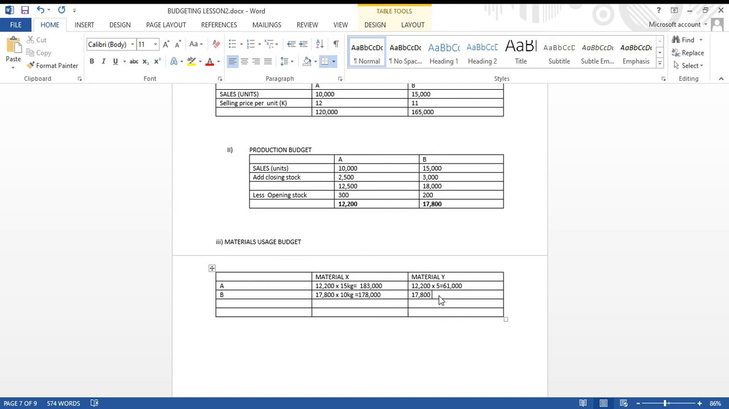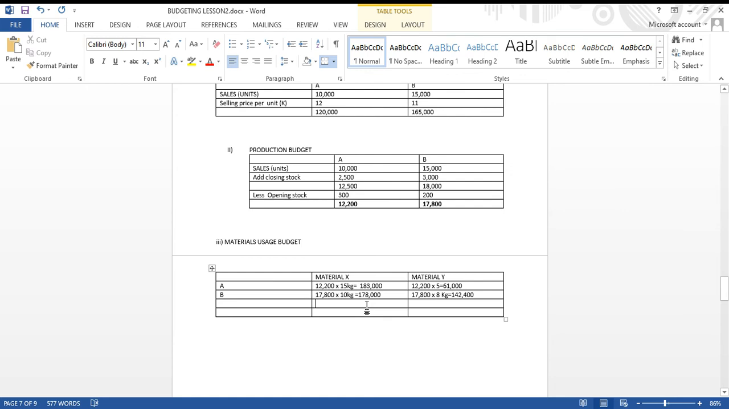Then for material Y, 17,800 times 8 kg. So we need 142,400 kg of material Y.